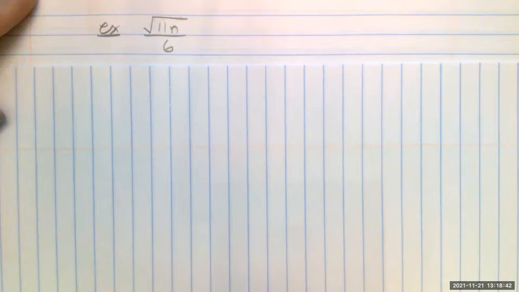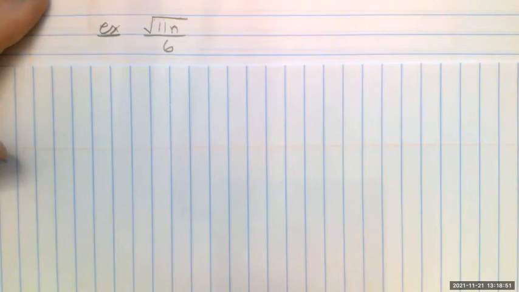Let's take a look at our first example. We have the square root of 11n all over 6 in our fraction. Again, realize that we're rationalizing our numerator. Please read the directions carefully, because sometimes if you don't read the directions, you're not really sure what you need to do, especially in this section.